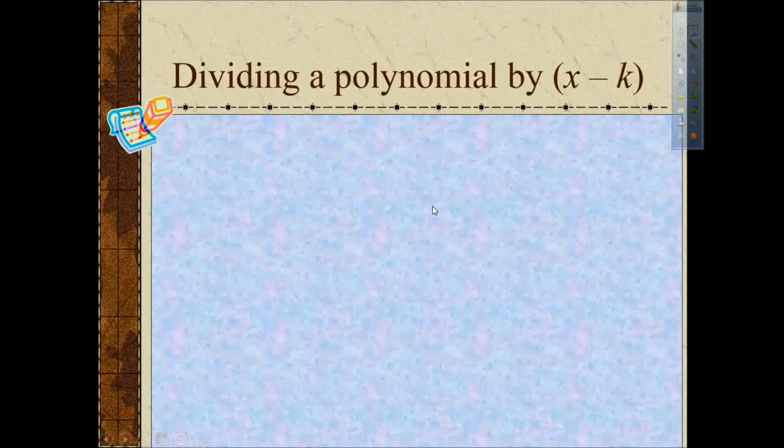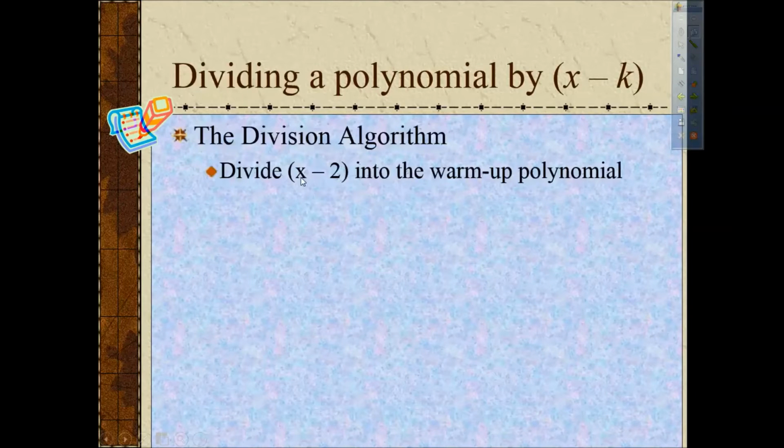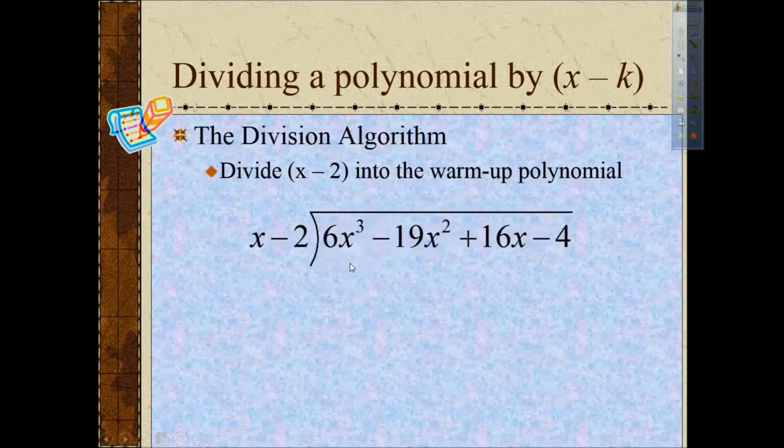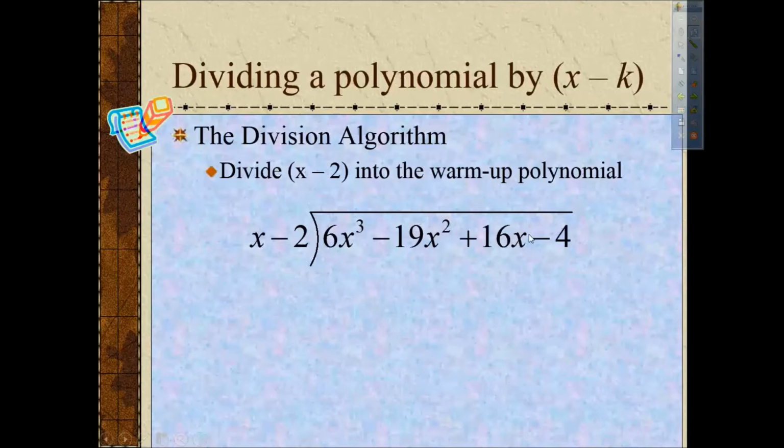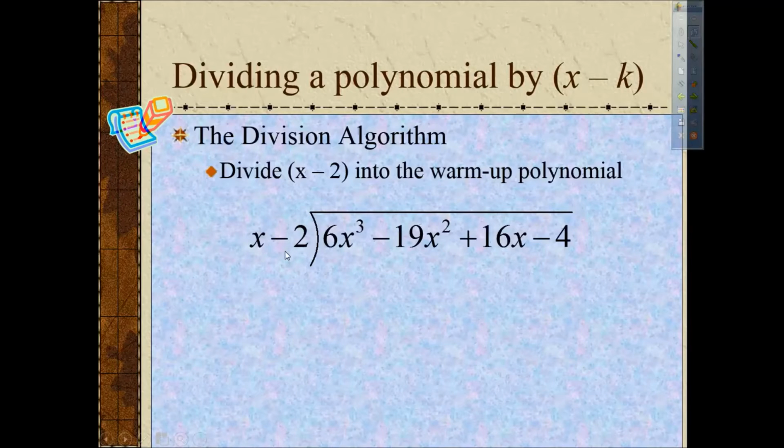So our first example, the division algorithm, we're going to take a fairly simple polynomial, x minus 2, divided into another polynomial: x minus 2 divided into 6x cubed minus 19x squared plus 16x minus 4. So we're going to kind of follow the same pattern we did just a minute ago. I'm going to look at x minus 2 and say, does it go into 6x cubed minus 19x squared? And really, I'm only going to focus on the beginning of this polynomial and the beginning of this polynomial.